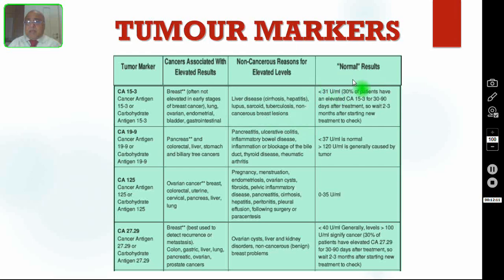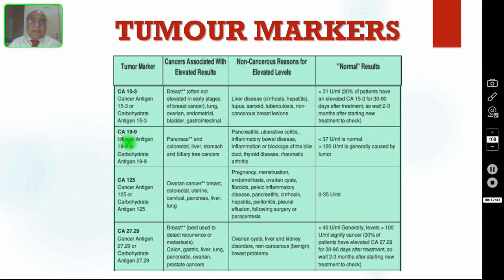What is the normal value? 31 units per ml. 30% of patients have an elevated CA15-3 for 30 to 90 days, even after treatment. So you have to wait 2 to 3 months after starting the new treatment, and only then check. Don't do this immediately, as it won't drop down. That you have to remember.